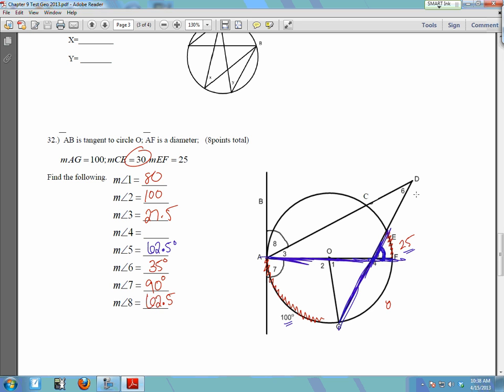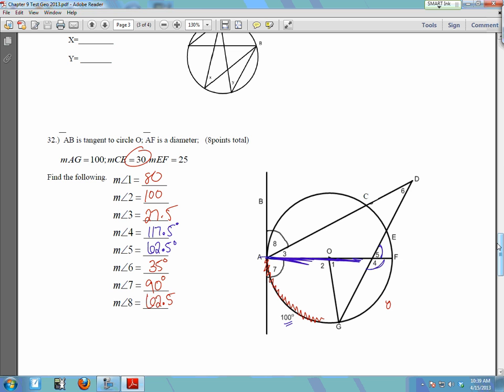Now, angle 4 has to be supplementary to angle 5. If I look at these two things, I know what angle 5 is. 5 and 4 make this straight line, so 4 has to be supplementary to 5. So angle 4 is going to be 117.5 degrees. Each one of those was worth 1 point. Total is 8 points.